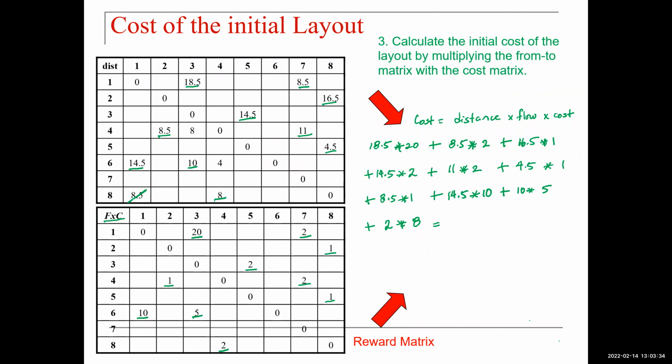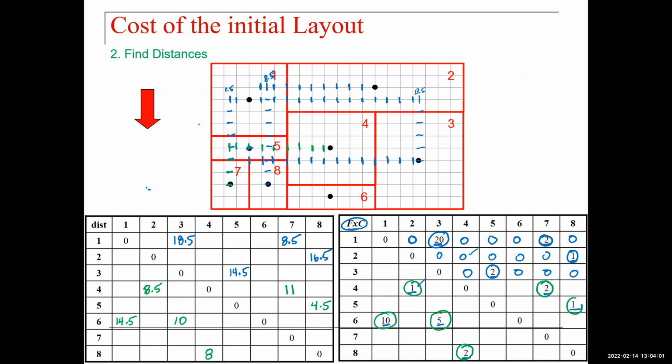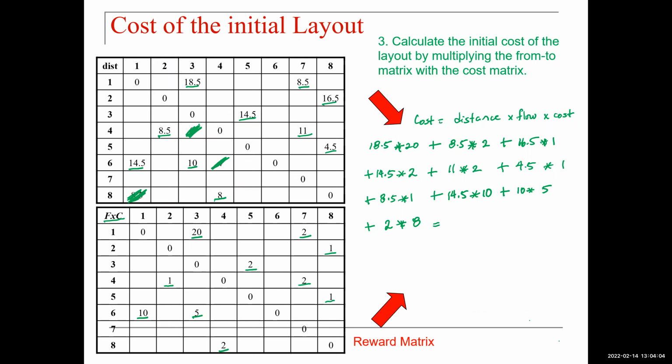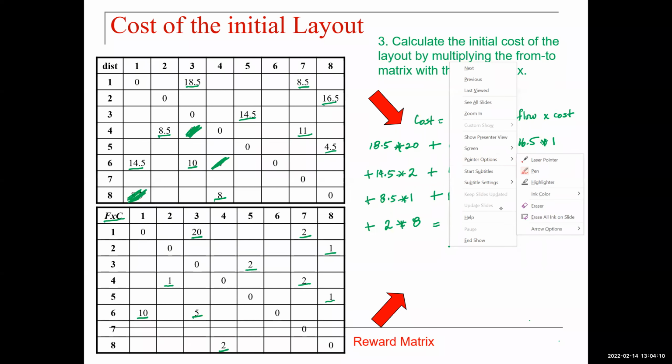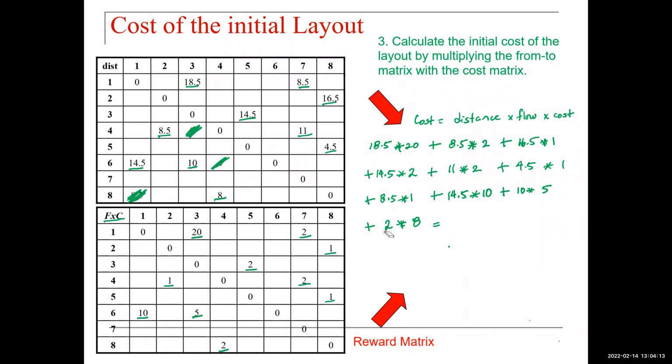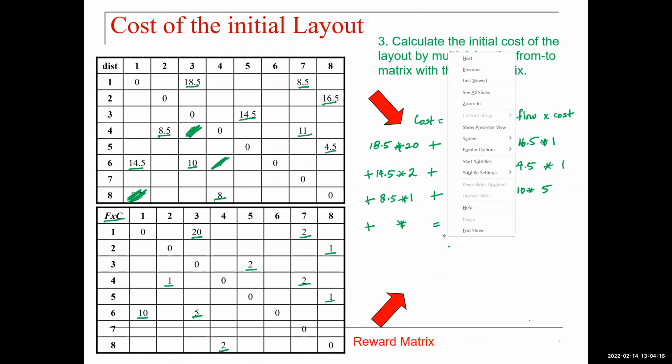Okay, so this shouldn't be here. Apologize for that. I don't want you to get confused. So we have 8.5, 14.5, 10, and 8. Okay, so those are the right numbers. Let me make sure that I'm consistent, so you don't get confused later. So this should be 8 times 2.